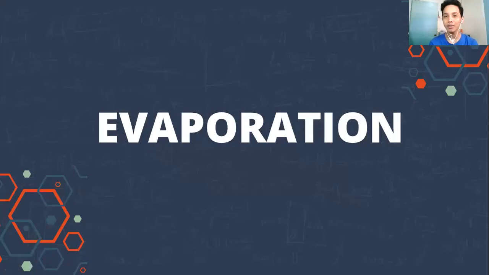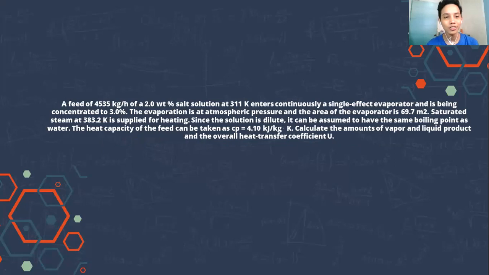Right now, we're going to solve a problem involving heat transfer and the unit operation, evaporation. To start with, we have this problem. A feed of 4,535 kilograms per hour of a 2.8% salt solution at 311 Kelvin enters continuously a single effect evaporator and is being concentrated to 3%.